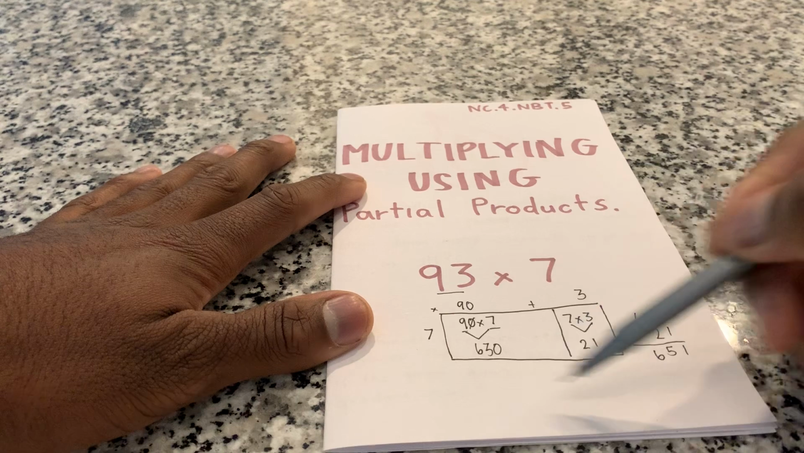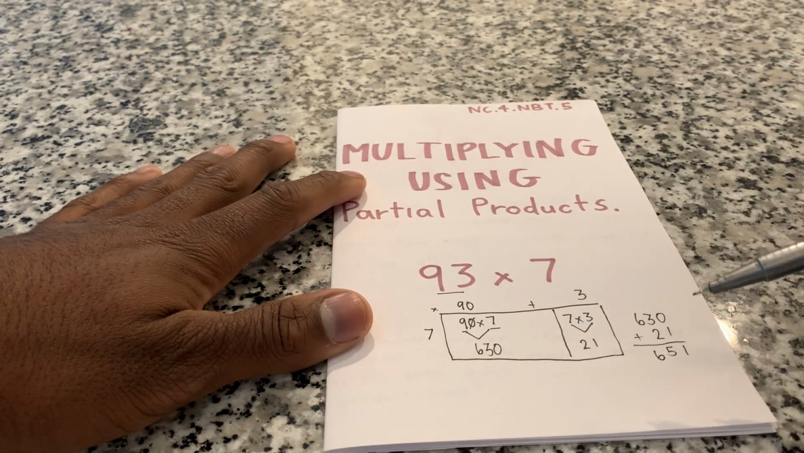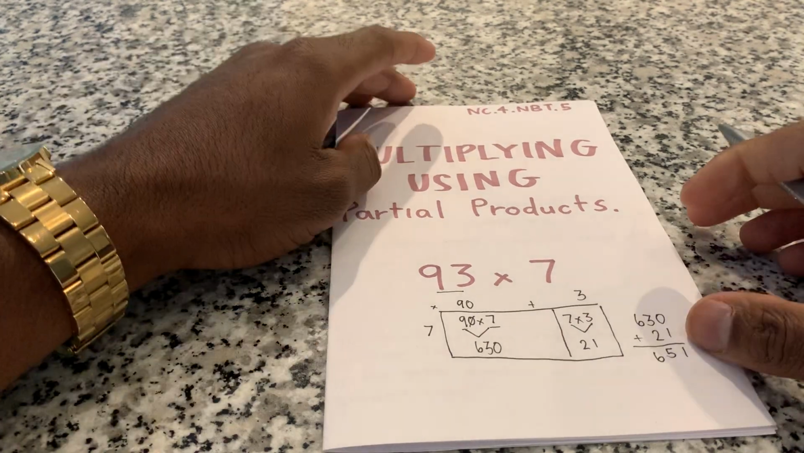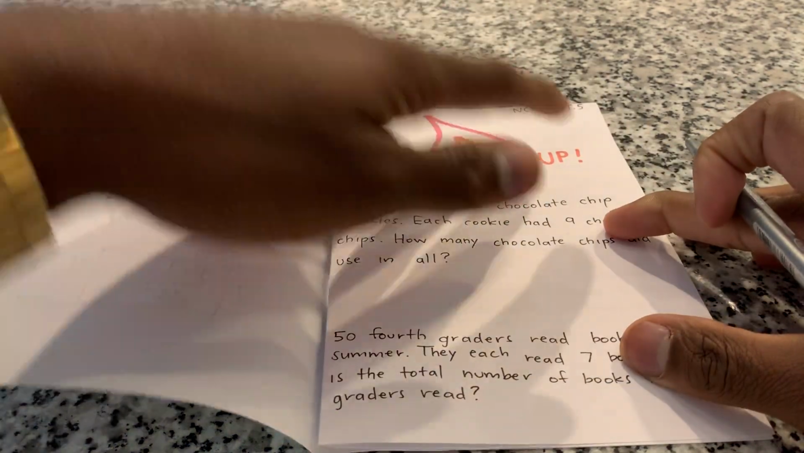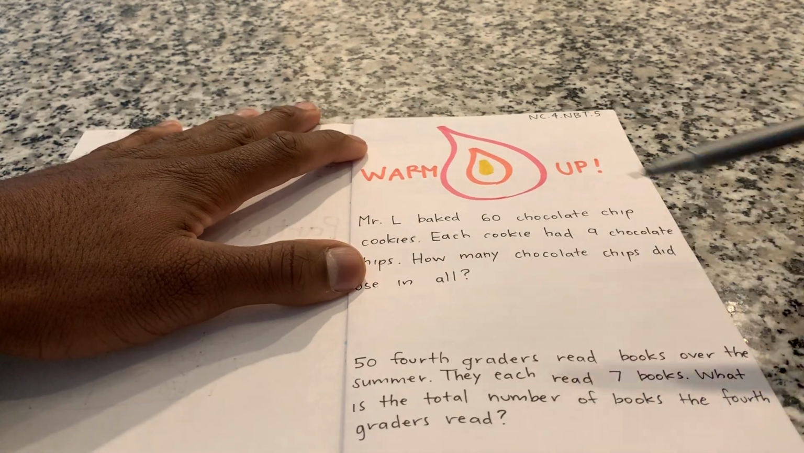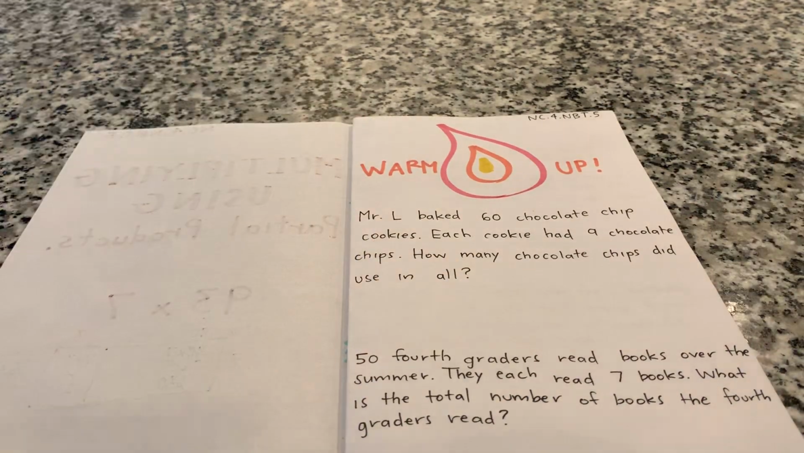Today we're going to use a different strategy. Instead of using an area model, I'll show you a quicker and possibly more efficient strategy. Let's begin with a quick warm-up. Remember, we're still multiplying today, so let's look at this first question.